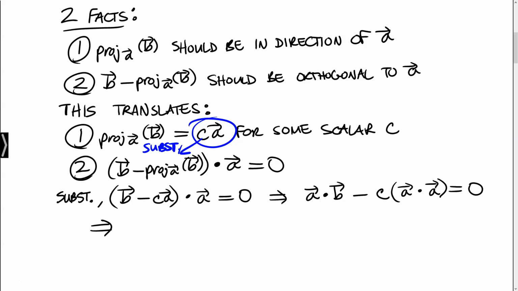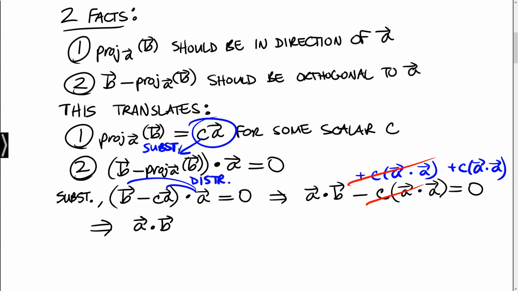But now I could add the second term, c times a dot a, to both sides. So plus c a dot a, plus c a dot a. So these two terms will go out. And we're going to be able to solve for c. So maybe if that first step wasn't clear, this is what we were doing before. We were distributing here. But now we can solve for the scalar c, because we have a dotted with b is equal to c times a dotted with a, and then I can divide by a dotted with a.